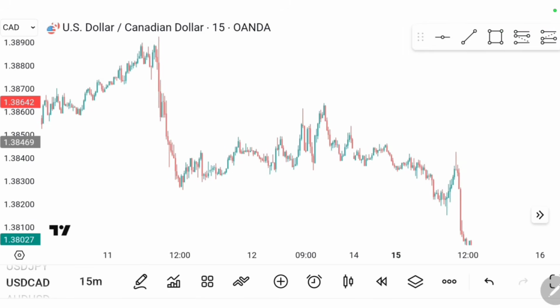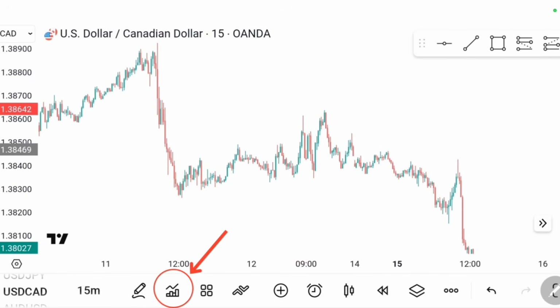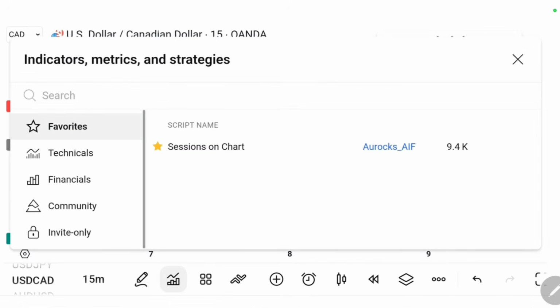Okay, so this is USD CAD, the United States dollar against the Canadian dollar, and let us see how you can trade it. You just need to install an indicator on your chart. You can use your MT4 to trade this strategy, but it is preferred if you use TradingView. And how do you do it? You have to click here on your TradingView.